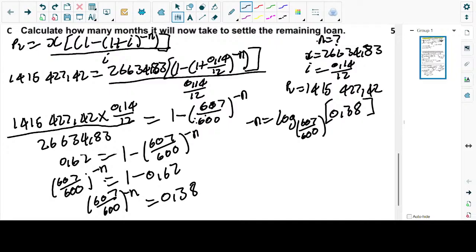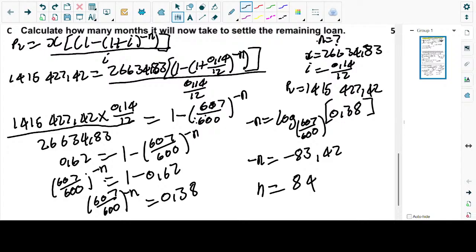Minus 83.42. Therefore, n is going to be equal to 84 months. It's going to take us approximately 84 months. Why the comma something? The comma something is saying that the last payment is going to be less than the 26,000 that we are making. So you have 83 full months, and then the last one is going to be less than the 26,000.